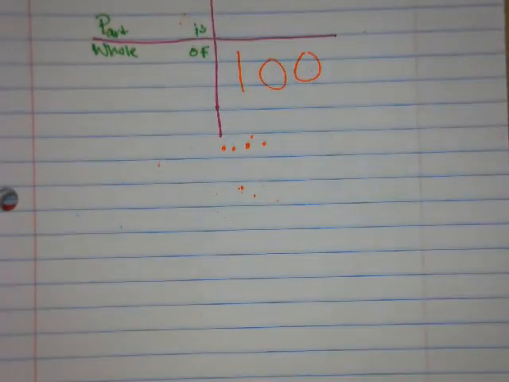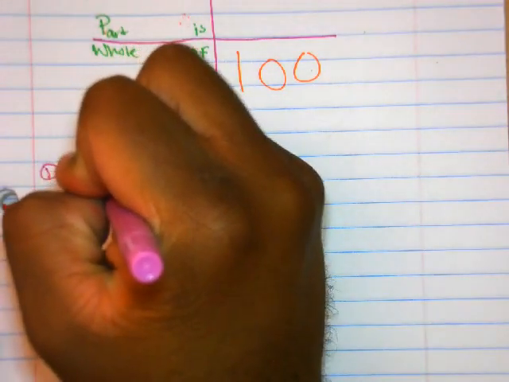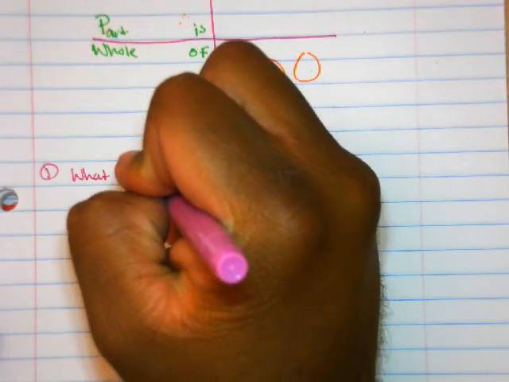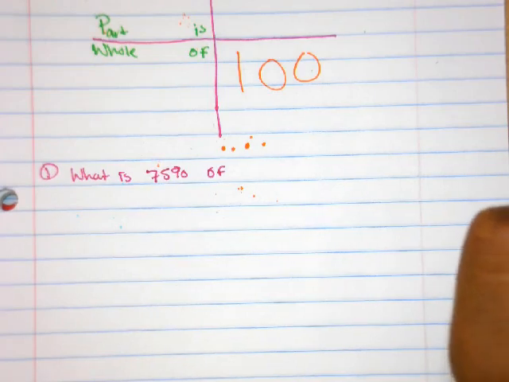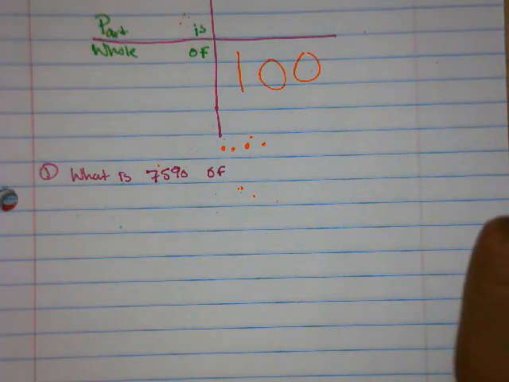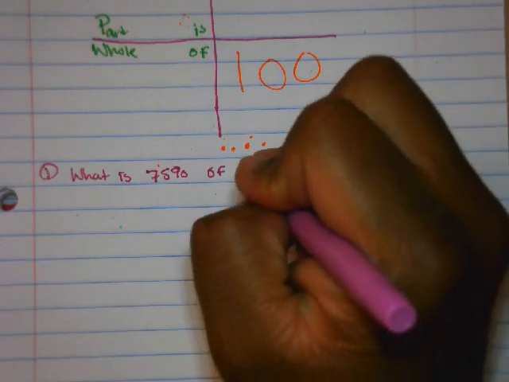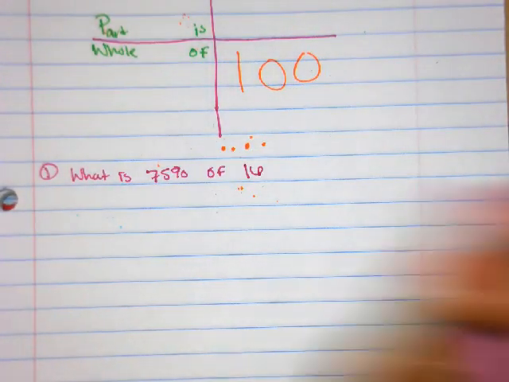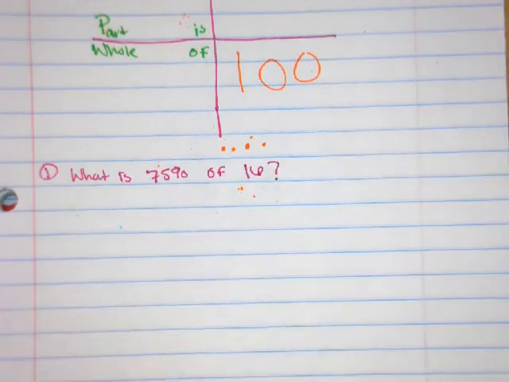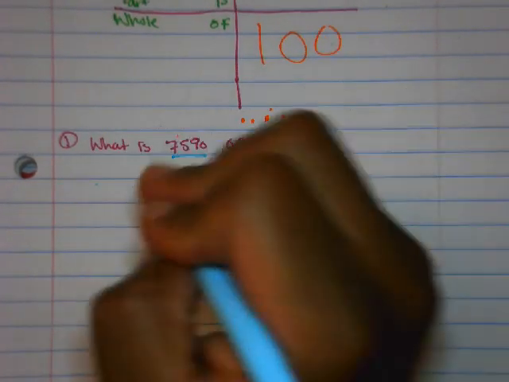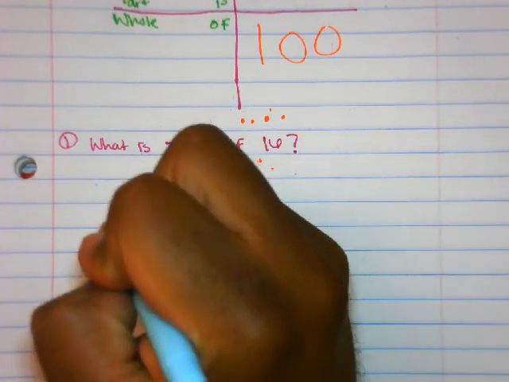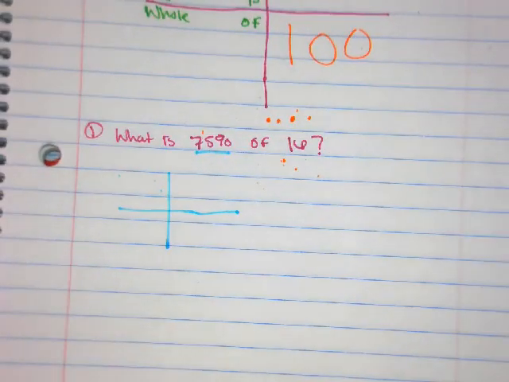All right, so let's say they gave us a question. Let's say question number 1 says, what is 75% of, give me a nice round number. 16? Okay, 16. So what is 75% of 16? When you see this percentage, they're asking me about 75%, I need to make the box. It doesn't have to be huge, just big enough to fit your numbers.